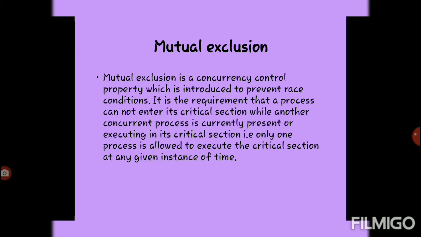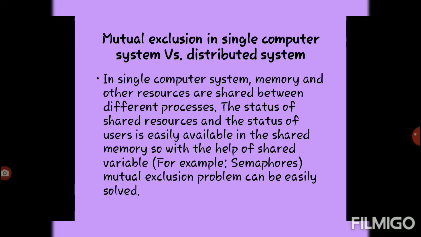Working along with the resource without any interruption, this is called mutual exclusion. Now, mutual exclusion in a single computer versus a distributed system. A single computer is normally a personal computer. In a personal computer, resources like memory and I/O devices are by default shared between different processes, so there is no separate need for mutual exclusion. It is actually already there in the personal computer.